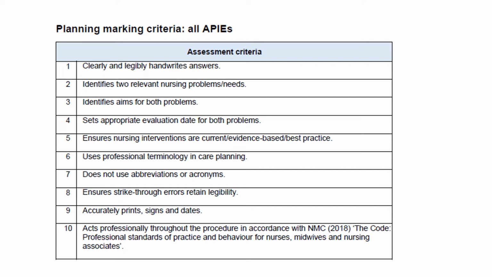9 is accurately print, sign and date. So you have to write your full name, you have to put a signature and then date. 10 is acts professionally throughout the procedure in accordance with NMC 2018, the Code: professional standards of practice and behaviour for nurses, midwives and nursing associates. So this is same for all the stations, all the 10 stations.